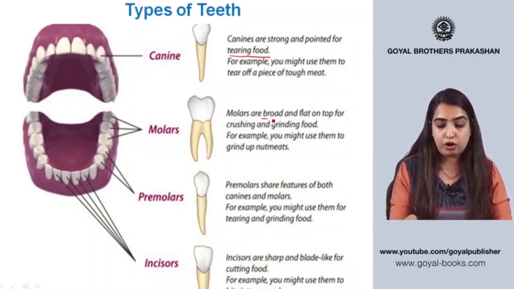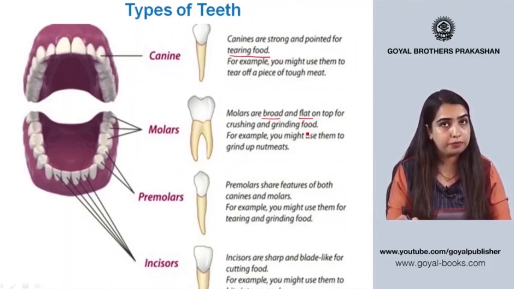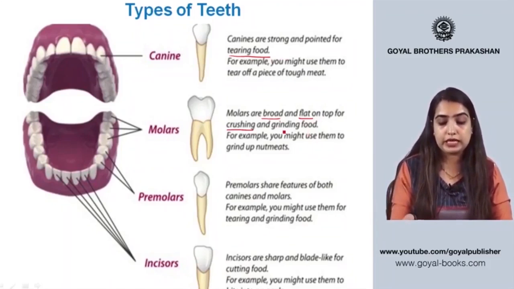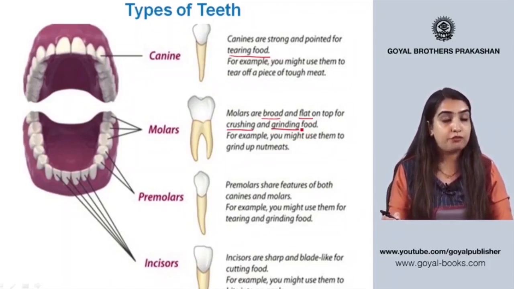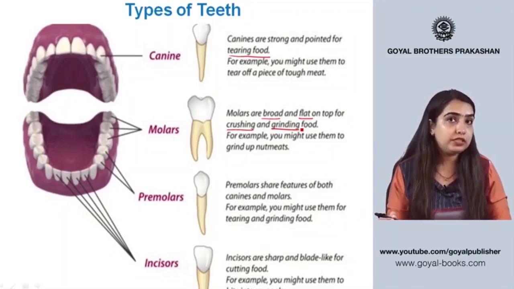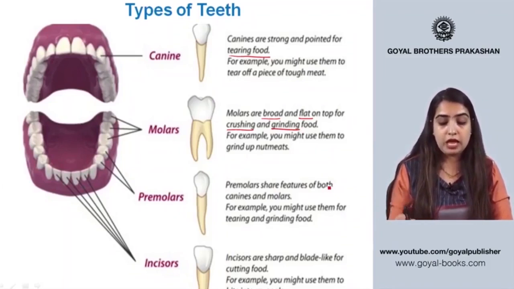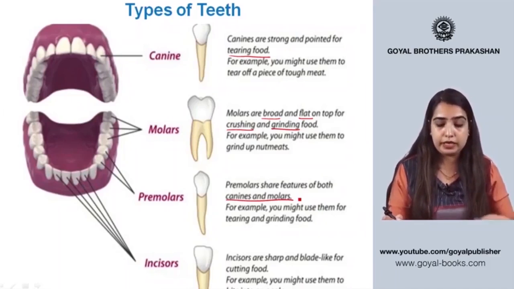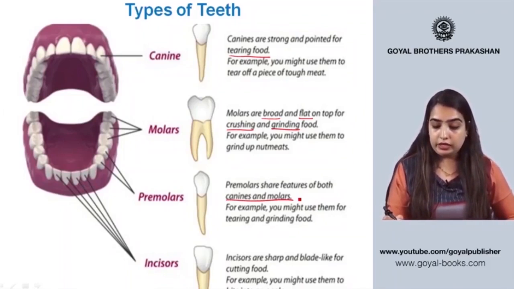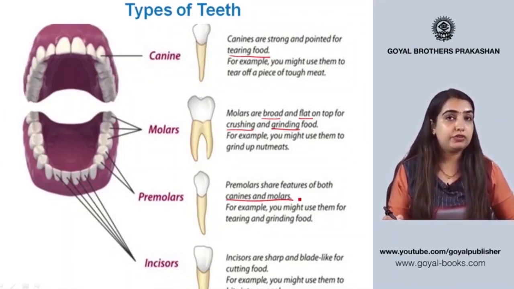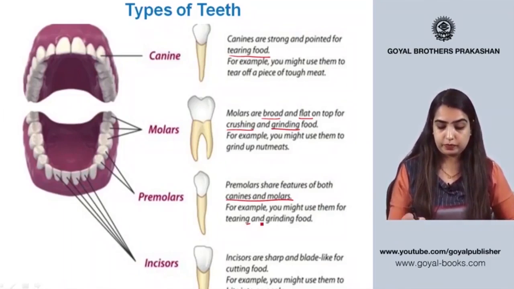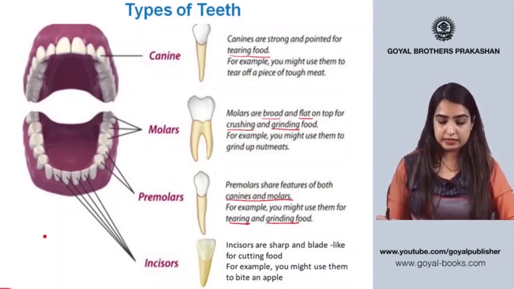Molars, since they are broad and flat on top, are used for crushing and grinding food. For example, you might use them to grind up nut meats. Followed by premolars, which have features of both canines and molars, that is, they help in tearing and grinding food.